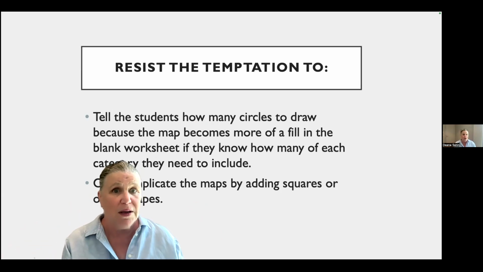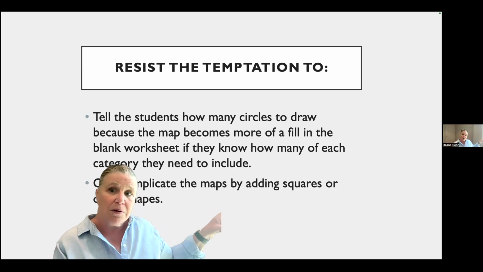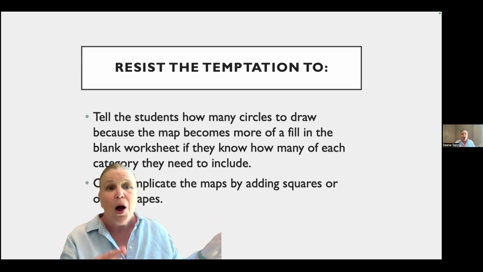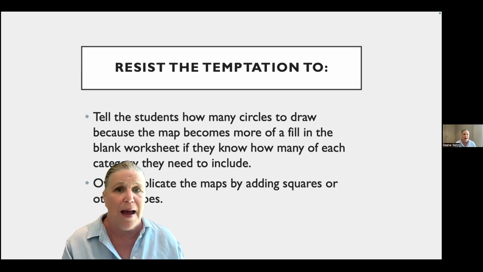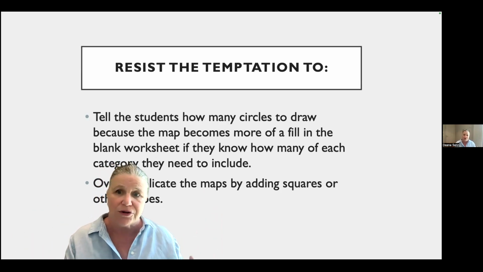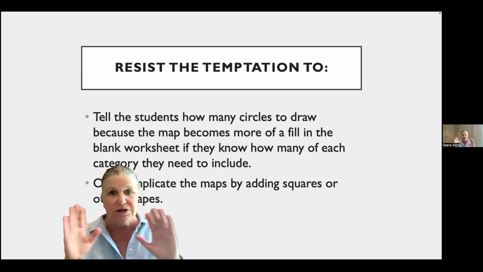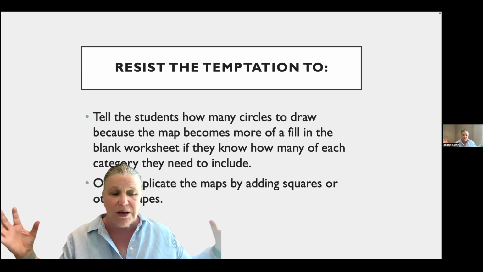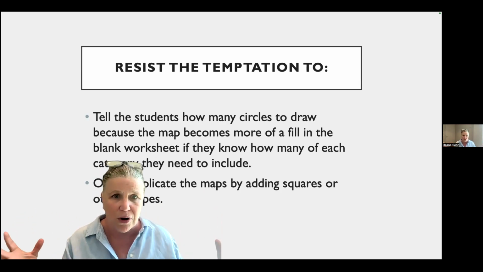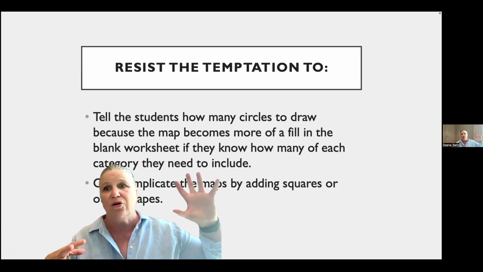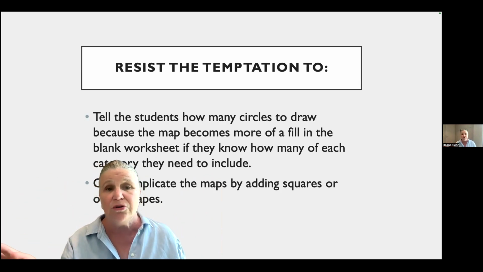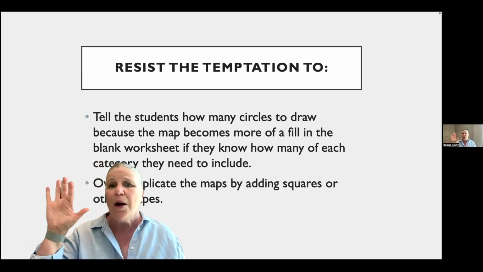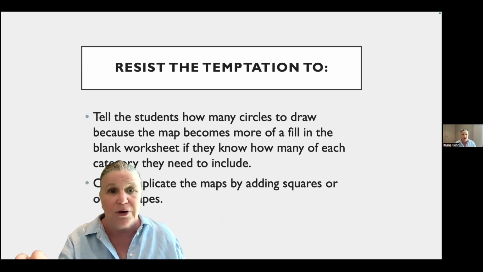Some things to avoid: try to avoid telling your students how many circles to draw, or back to the previous problem. Also, especially in the beginning, don't overcomplicate the maps by adding squares or other shapes. In the beginning, students just need to understand that they're showing connections, they're categorizing, they're organizing, not creating different shapes for different things. If they choose to do that, I wouldn't count it against them, but I wouldn't ask them to do it either.